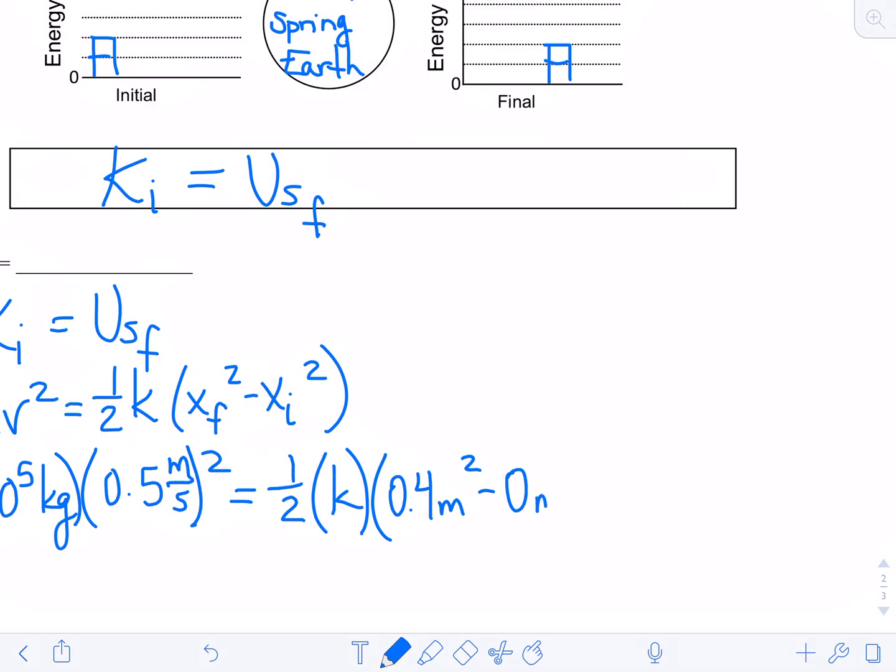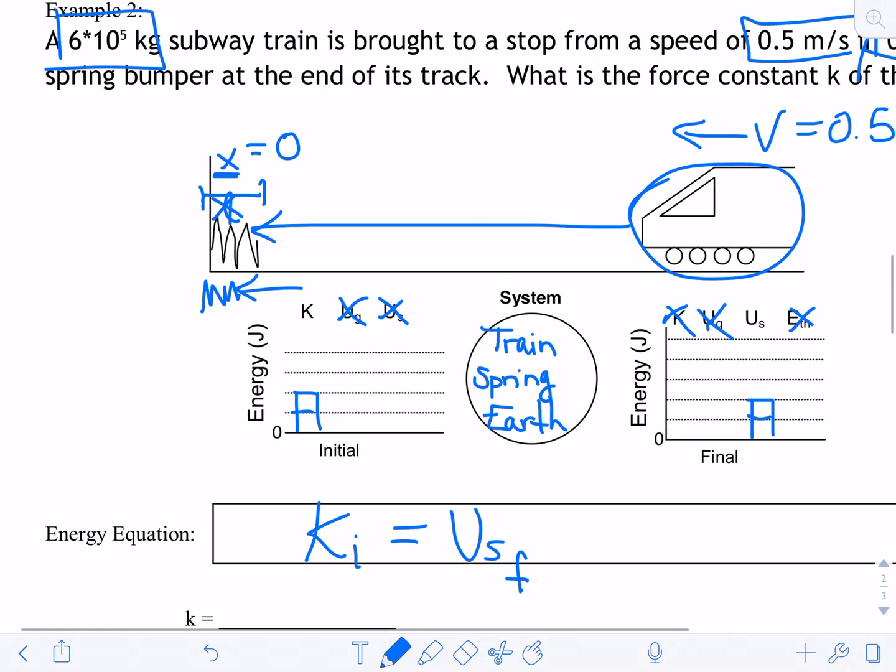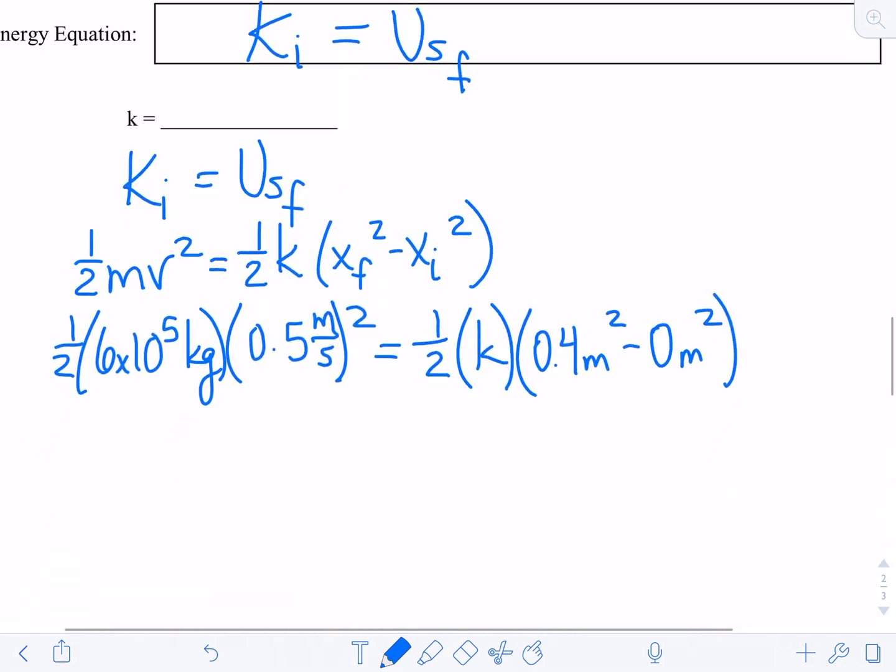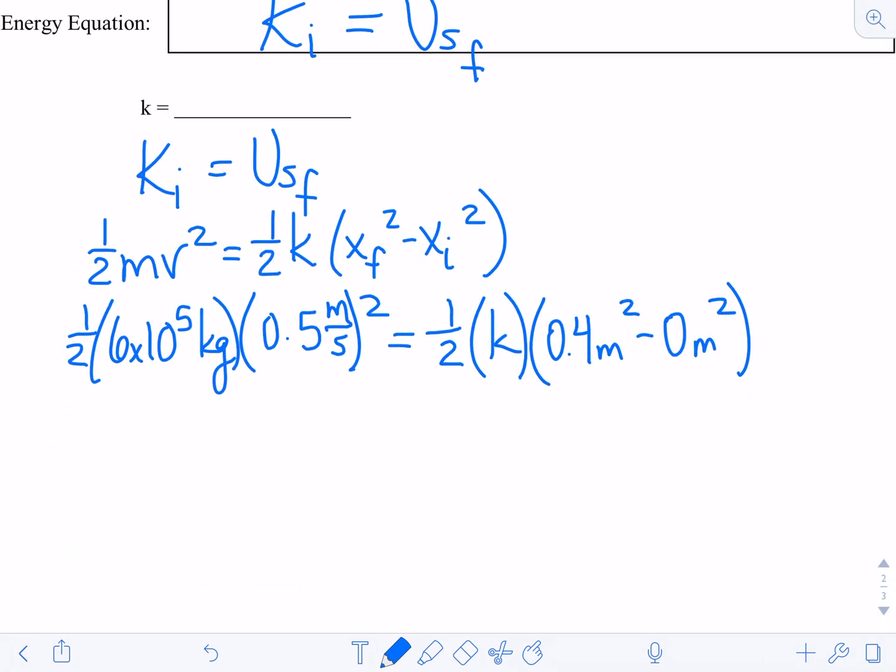And how compressed was it at the start? Well, it wasn't compressed. We said no compression at the beginning. All right, cool. So the only thing that we do not know is our spring constant. That is the only unknown here. So let's put this into the calculator. 1/2 times 6 times 10 to the 5th times 0.5 squared. Looks like we have 75,000 joules of energy at the start. So we need to have 75,000 joules of energy at the end.